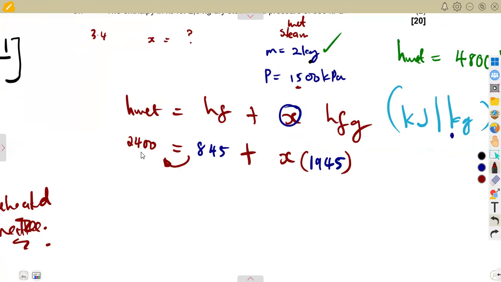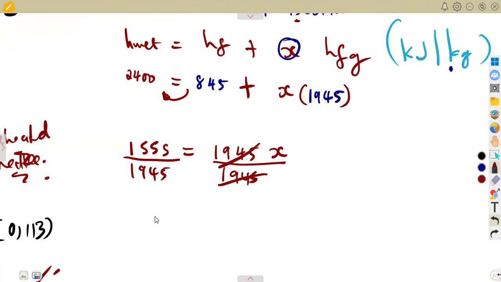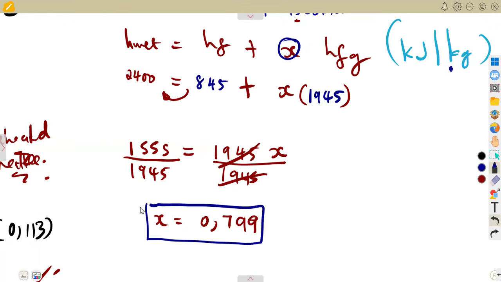Transpose this to the other side, we subtract. So this will be 1,555 is equal to 1,945 X. So to find X, simply divide by this, both sides. You are done, just like this. So this will give us our dryness fraction of 0.799. All right, no units for the dryness fraction. Be careful, guys, the units there.